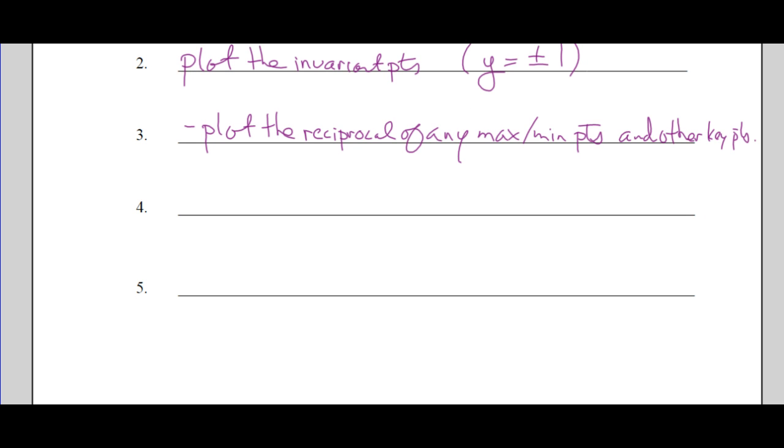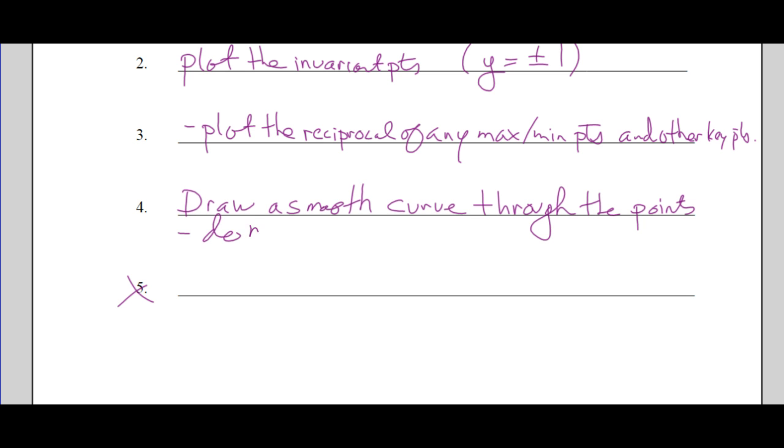Draw a smooth curve through the points. There's actually only 4 steps. Or at least the last, whoever filled in what I'm working from. Draw a smooth curve through the points. Do not cross the asymptote lines.